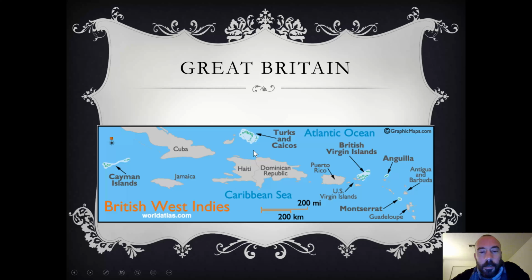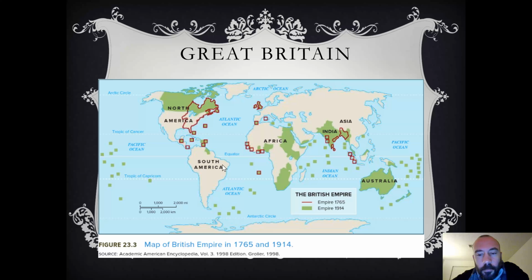So these are the British West Indies. They had Turks and Caicos, the British Virgin Islands, Anguilla, Antigua, Montserrat, Guadalupe, and the Cayman Islands. And they used a lot of this for their sugar industry. The red outlines here are places that were part of the British Empire in 1765, and the green was the empire in 1914. In 1765, they had their largest amount of territory in North America, also in the Caribbean and Central America.